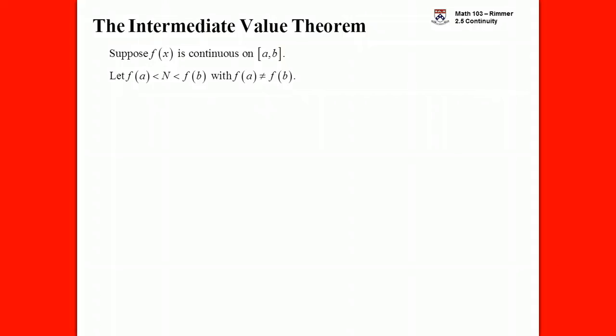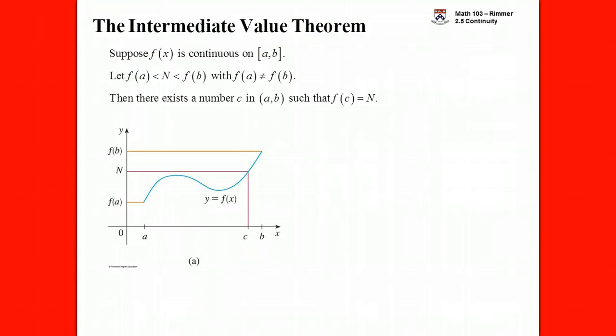And what this says is, for all Y values in between F of A and F of B, this capital N value, as long as F of A and F of B aren't the same thing, what the Intermediate Value Theorem says is that there exists a number in the X range, A to B, so that when you plug it into the function, you get that number out. That statement alone doesn't do it justice. What you really need is a picture.